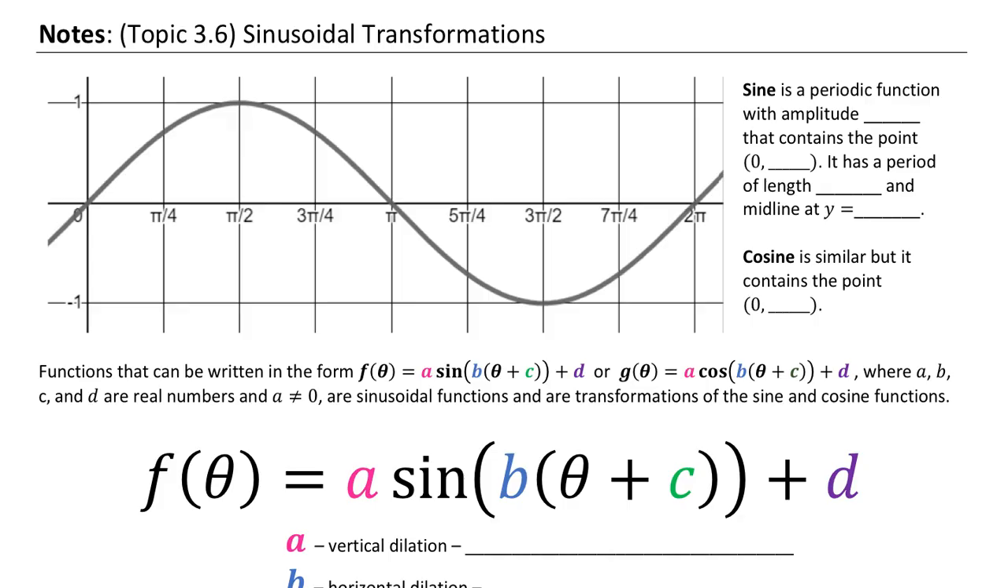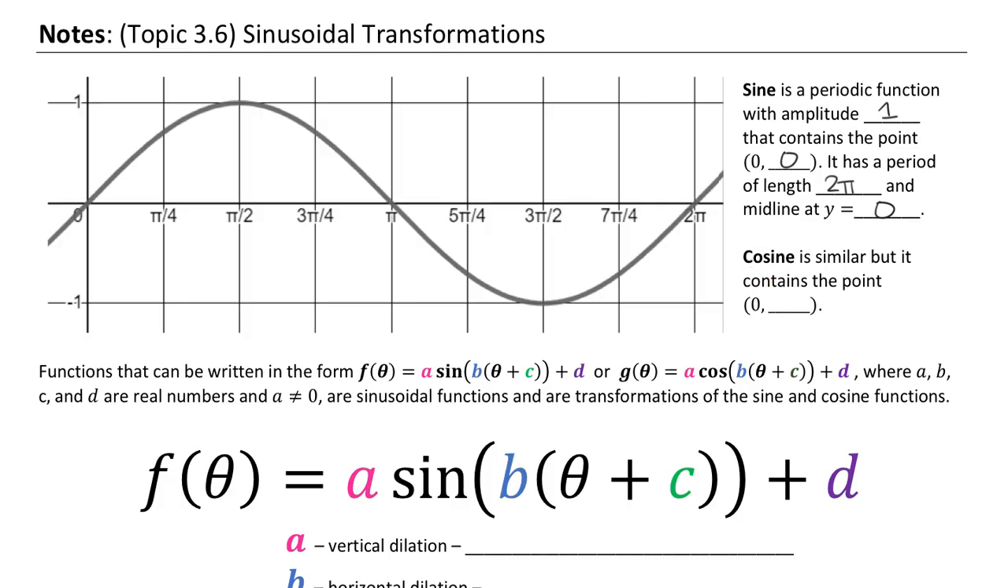This is a sine curve. The reason I know it's a sine curve is because it starts at 0 and then increases. Sine is a periodic function with an amplitude of 1, contains the point 0, 0, has a period of length 2 pi, and has a midline at 0. That is the basic sine function. Cosine is similar, but instead of starting at 0, 0, where does cosine start?